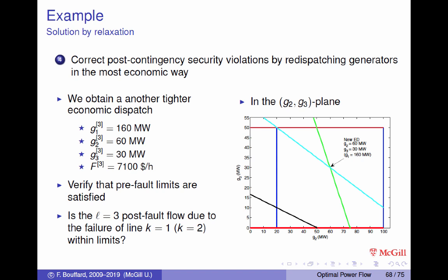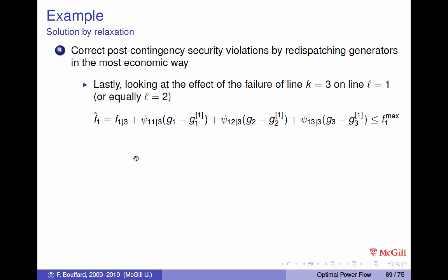So we want to make sure that everything is working with this new dispatch. And last but not least, we want to find, because we had a third violation, which was the effect of losing line 3 on line 1 or line 2. So once again we can go back to writing the flow in line 1, given what is the flow in line 1 when we lose line 3, and using the shift factors, the compensated shift factors, to enforce this new constraint.